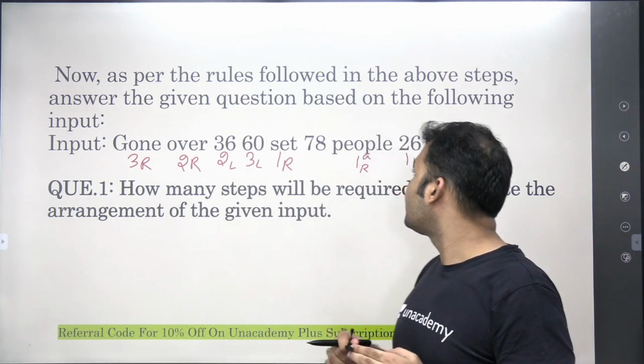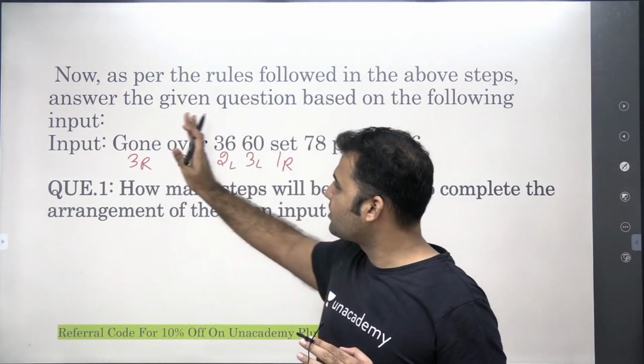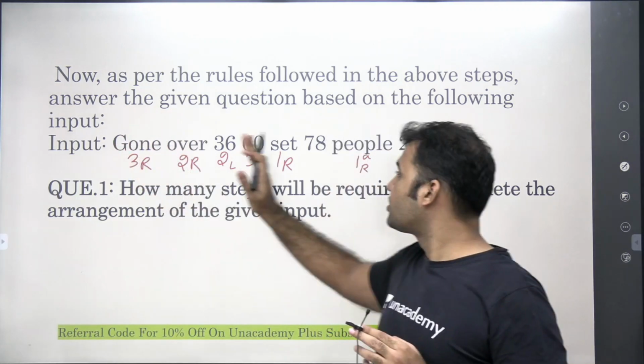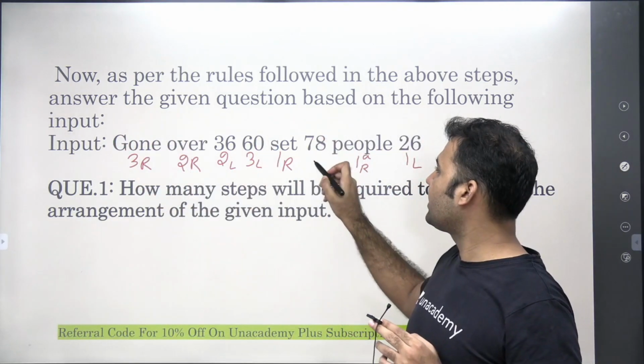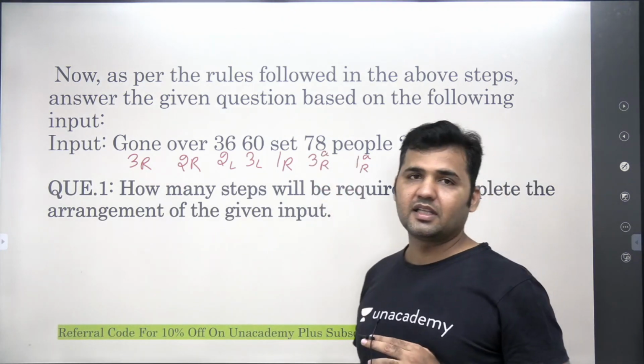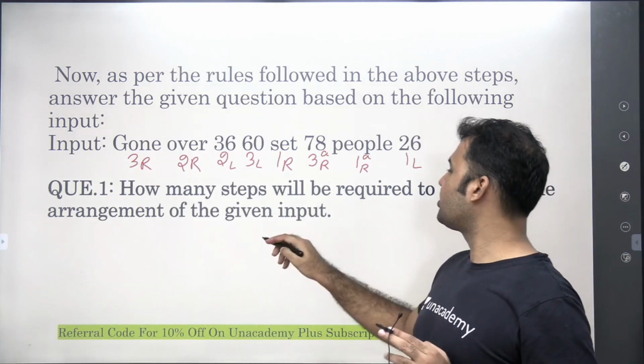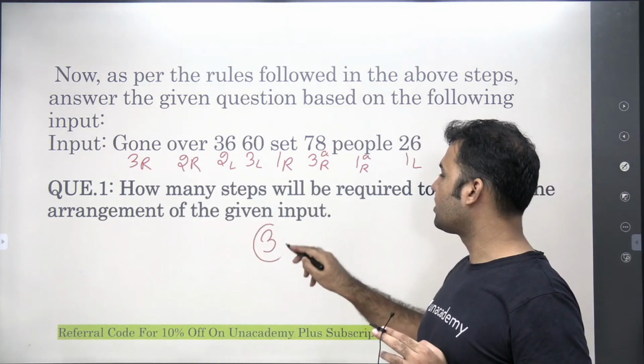Why? Because 78 was supposed to be moved on the left hand side and all the elements on the left hand side are already ranked. So no new rank will be given to it. In fact, it will be automatically filled at 3RA. That's it. So the answer to the question, how many steps will be required to complete the arrangement of the given input, is 3.